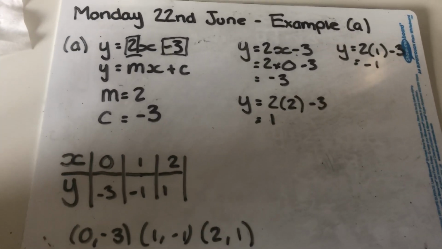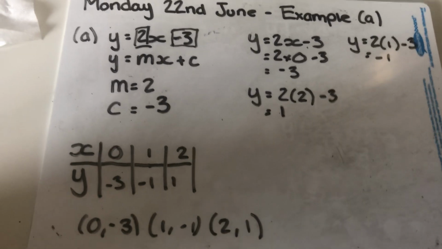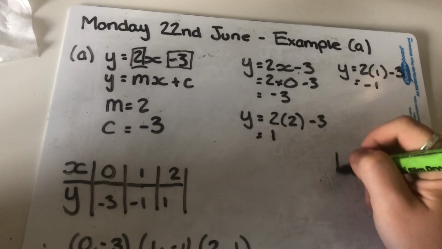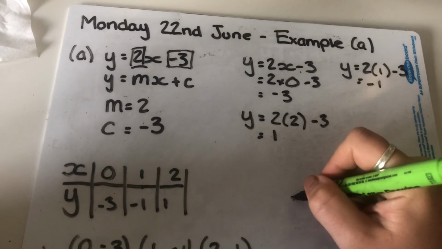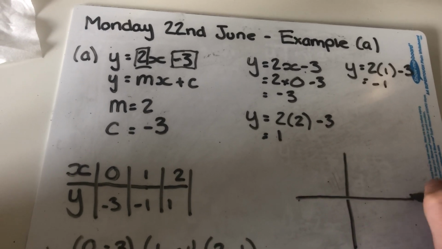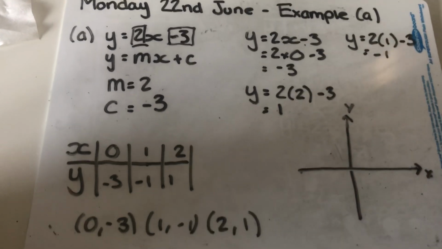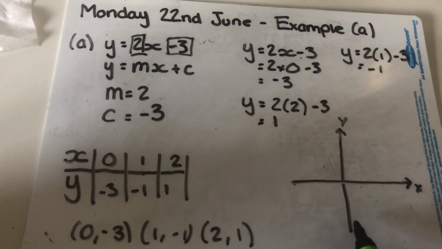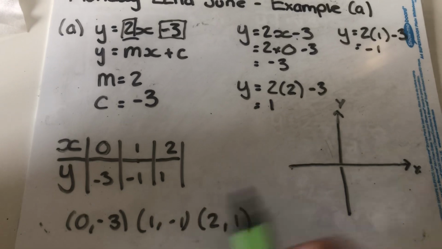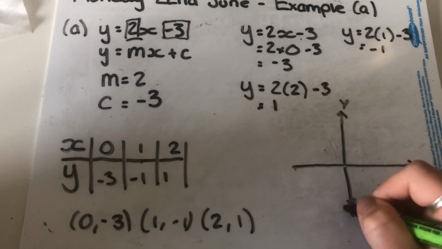Same as before, you're going to draw your axes. Obviously you'll use a ruler and hopefully do it on squares. So we've got our x and our y-axis, and I'm just going to roughly plot these points. The first one, 0, negative 3, so 0 along and 3 down.